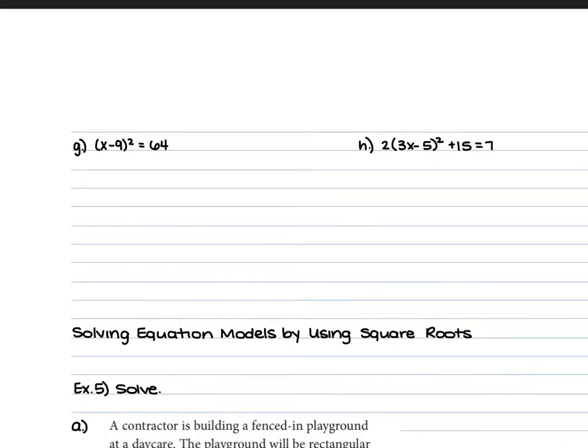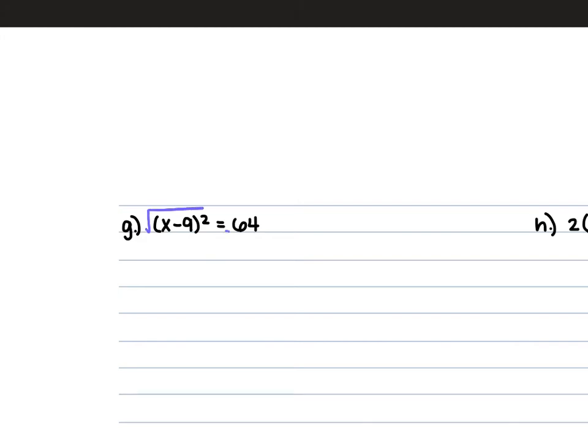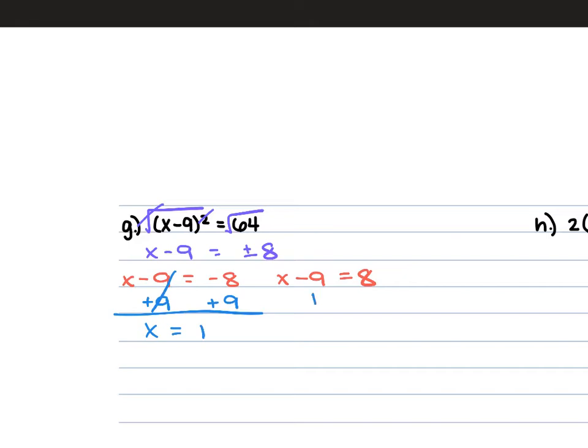For G, we have x minus 9 squared is equal to 64. We're just going to take the square root of both sides since that binomial squared is by itself. So we're going to have x minus 9 is equal to plus or minus 8. Because that 8 is a whole number, so is the 9, we're going to move the 9 over, but we're going to make two equations with this. So we're going to have x minus 9 is equal to negative 8, as well as x minus 9 is equal to positive 8. Move the 9 over by adding it to both sides. We're going to have x is equal to 1 and x is equal to 17.